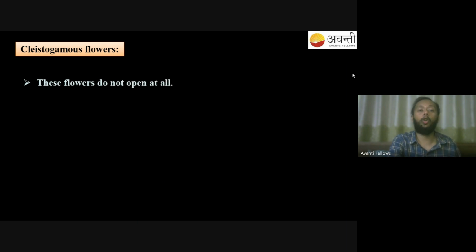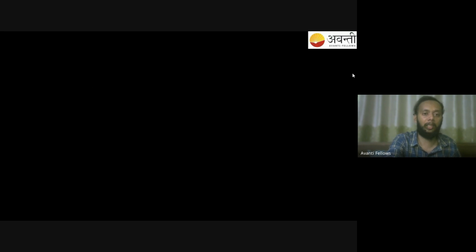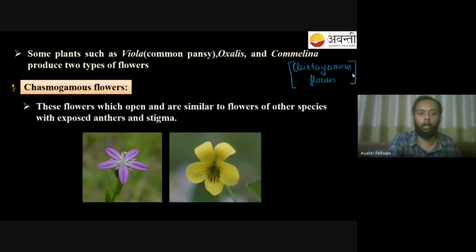These flowers do not open at all. So these flowers are going to remain closed all the time. They are not going to open, right? Now there are going to be some benefits over here. Now let's try to see some benefits in this. See, when I say cleistogamous flower, now you tell me what can be the advantage of such kind of pollination.